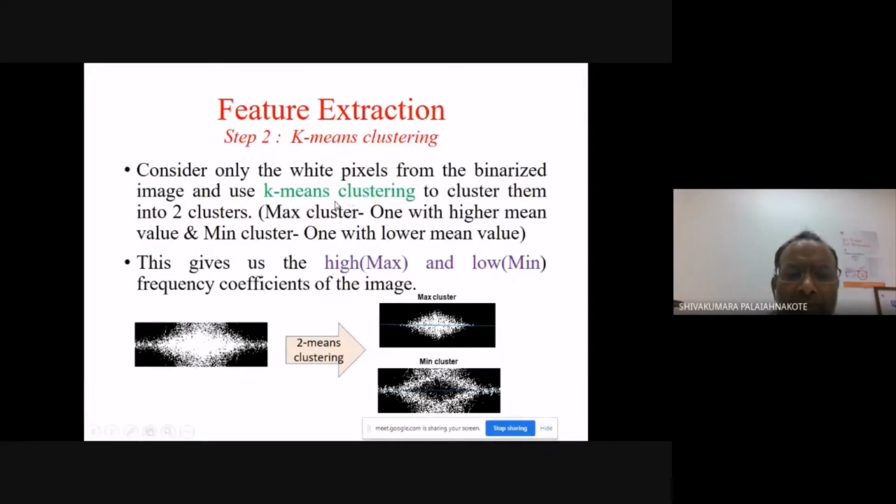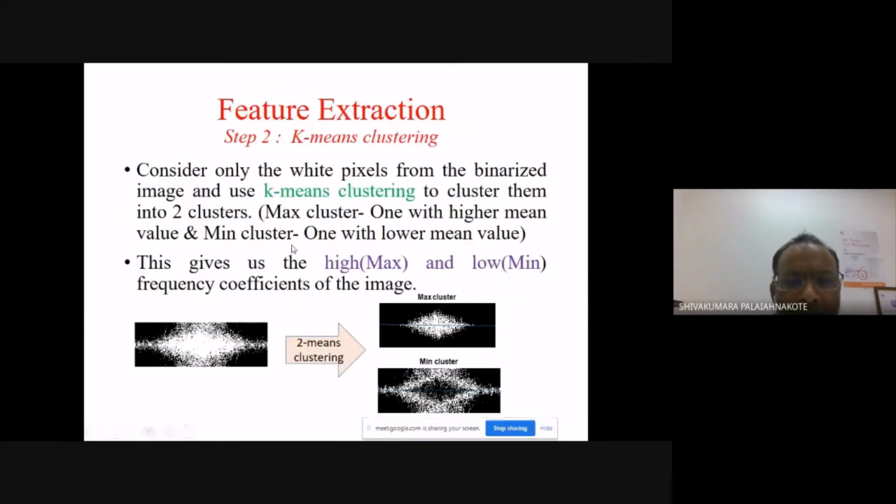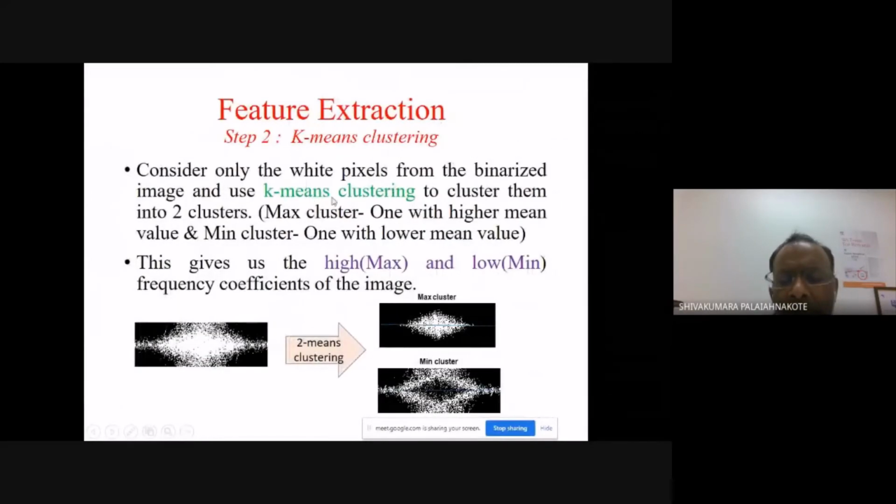Now, of course, since it is a very minute difference, it is not so easy to differentiate by, say, taking the shape. Shape is not useful here, so we have already checked that one. So what we do now is try to extract even the minute differences. For that, we used K-means clustering.